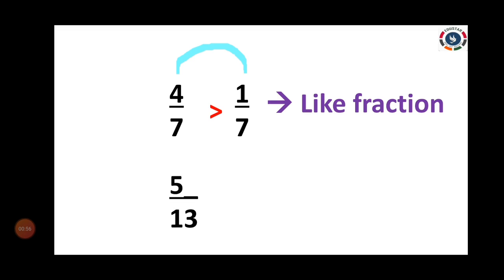The next example is given: 5 by 13 and 7 by 13. You see both are fractions. What fractions now? These are also like fractions because both have the same denominator. So now you check the numerator. In the first it is 5 and in the second it is 7. Which is the greater one here? 7 is greater, so you should open the mouth towards 7. So it is very easy. If the given fractions are like fractions, just see which numerator is greater and open the mouth towards that number.